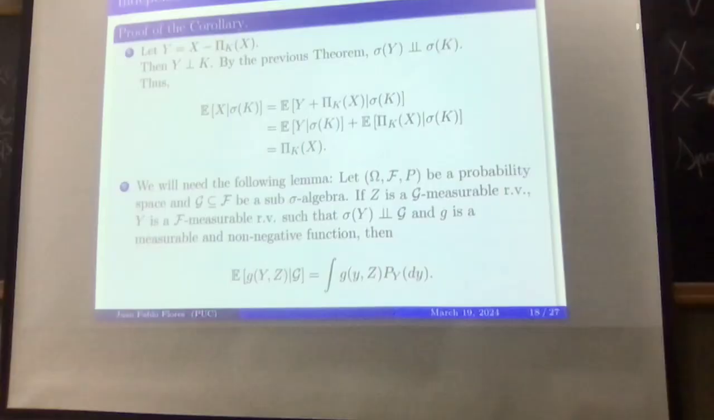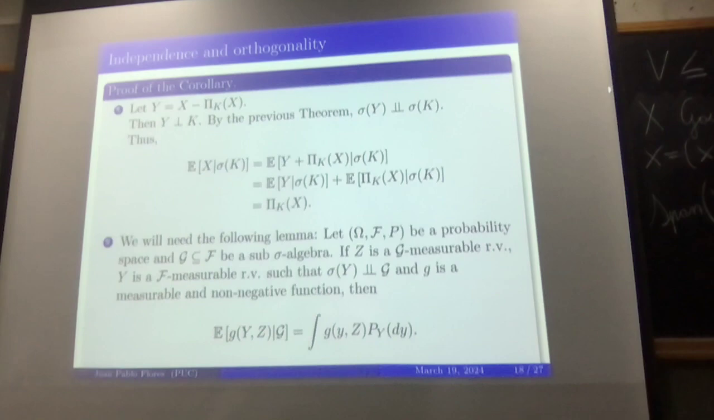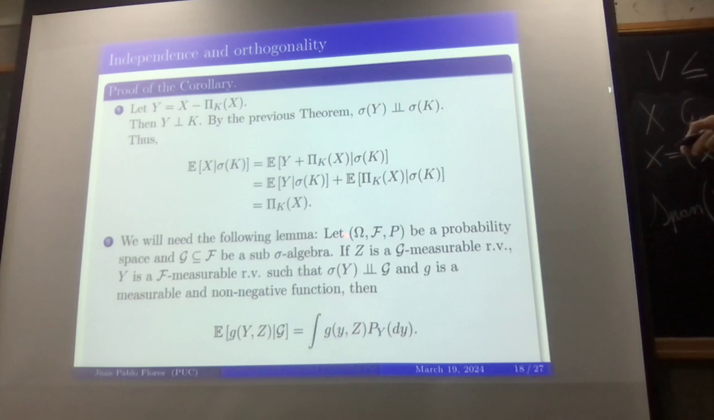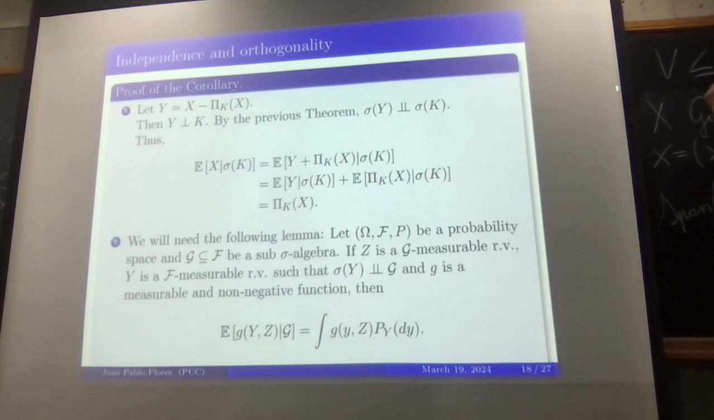For the other proof, we need to use this lemma here, which tells us how to compute the conditional expectation of a function whose inputs are two independent random variables, where one of them is measurable with respect to the sigma algebra.